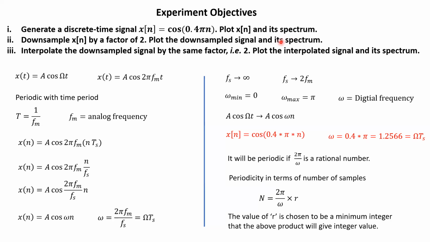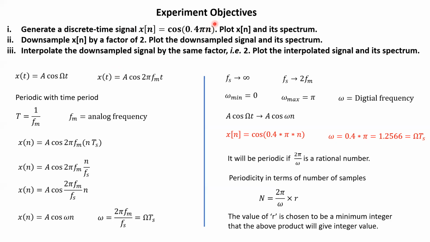And then again, we have to go for the interpolation of the downsampled signal by the same factor of 2. And then again, we have to get the interpolated signal in time domain, and we have to find out its spectrum. So first, to begin with this first objective, we have to generate a discrete time signal. Let's try to see how this discrete time signal can be generated.